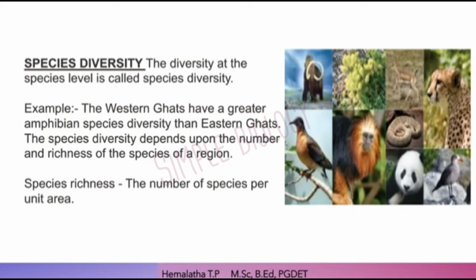Where the number of species is more, that place is considered to have rich biodiversity. So we can define species richness as the number of species per unit area. The more the number, the more the richness. The fewer the number, the species richness will reduce.